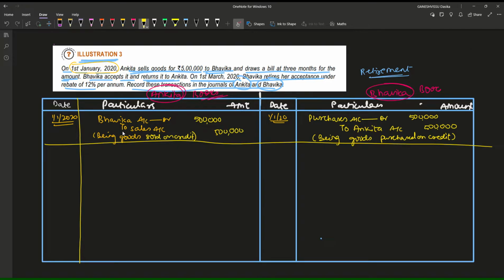Okay, what Bhavika is going to write, what Ankita is going to record in her books. She is drawing a bill of exchange, for which she writes the entry on the same date, 1/1/2020, that is 1st January 2020. Bills receivable account debit, to Bhavika account, for 5 lakh rupees.